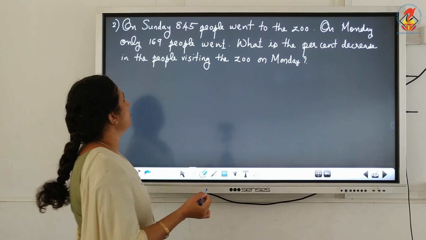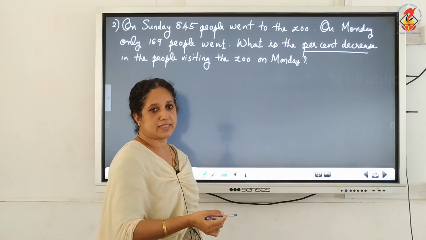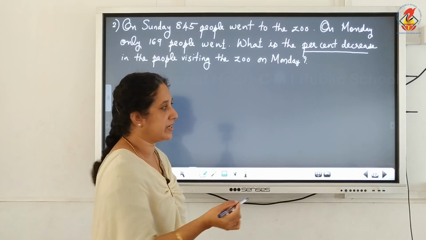Now next question. On Sunday, 845 people went to the zoo. On Monday, 169 people went. What is the percent decrease in the people visiting the zoo on Monday? We have to find the decrease percent.